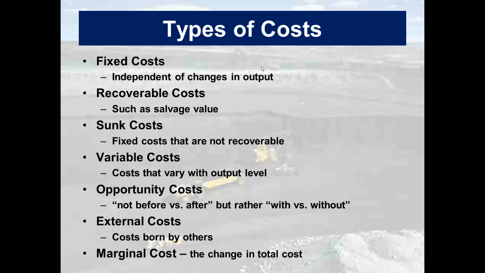Finally, let's look at different types of costs, because you definitely need to know what these mean. So fixed costs are costs that don't vary with the level of output. Doesn't matter how many tons of coal you produce, your fixed costs never change. Annual payments to maintain a mine lease, construction of a high voltage power line, those are some examples of fixed costs. Recoverable costs is self-defined.